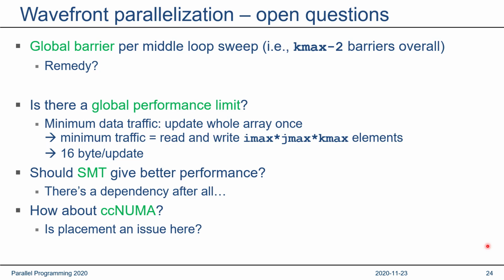And finally, how about ccNUMA? This parallelization scheme using a parallel loop over the middle dimension of the grid is very nice, very ingenious, but it might run against ccNUMA placement. And is this an issue here? Important questions to answer, because in such kinds of solvers we often deal with large problems, a lot of memory, which means the problem is after all memory bound. So NUMA has to be taken into account.